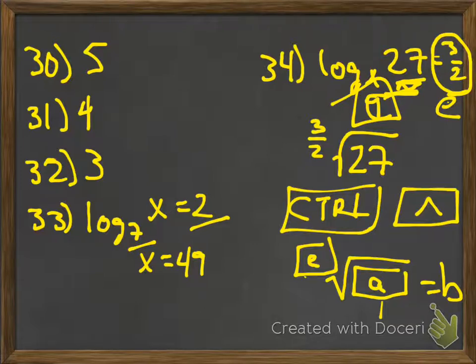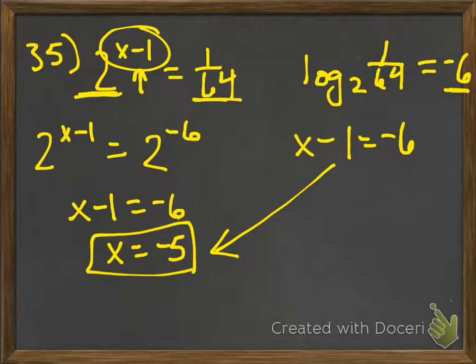If I see it where I'm looking for the base on a log, use the Control caret key. In the first box you'll put the exponent, which is what the log is equal to. In the second box you'll put the answer, which is the big number next to the log, and that will give you the small x that you need, the base.